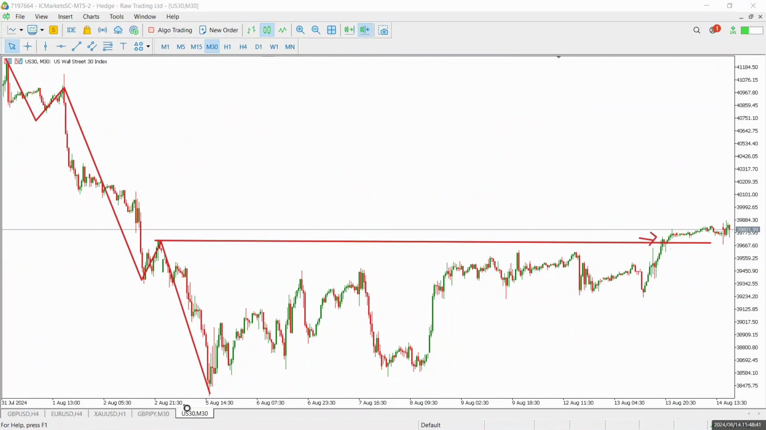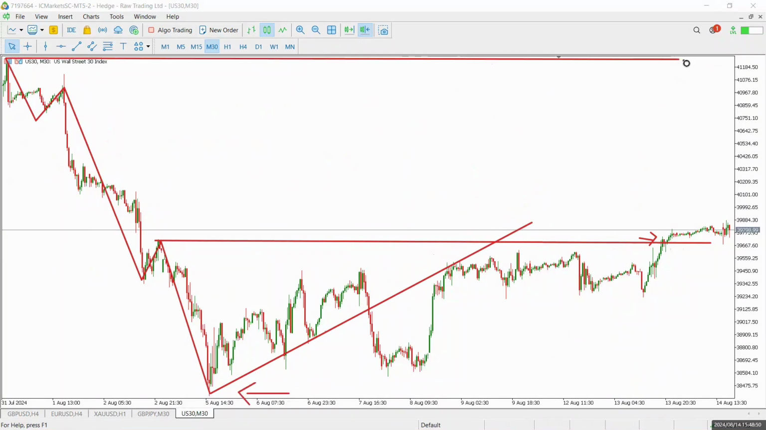Okay, so this means what? As soon as the structure got broken, you are allowed to pick a buy entry, put your stop loss at the low right here, then you can buy to the highest point at this level right here. Okay, so this is the opportunity that is currently going on US30.